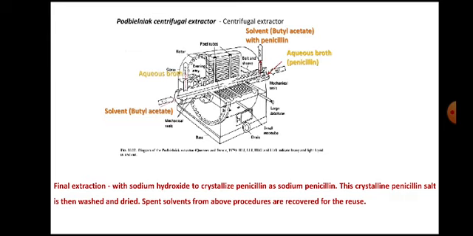Then the final extraction is done by addition of sodium hydroxide. So this sodium hydroxide will convert this penicillin to sodium salt of penicillin, that is sodium penicillin. So this crystalline penicillin salt is separated, and it is washed and dried. The remaining solvent will be recovered and it will be reused.